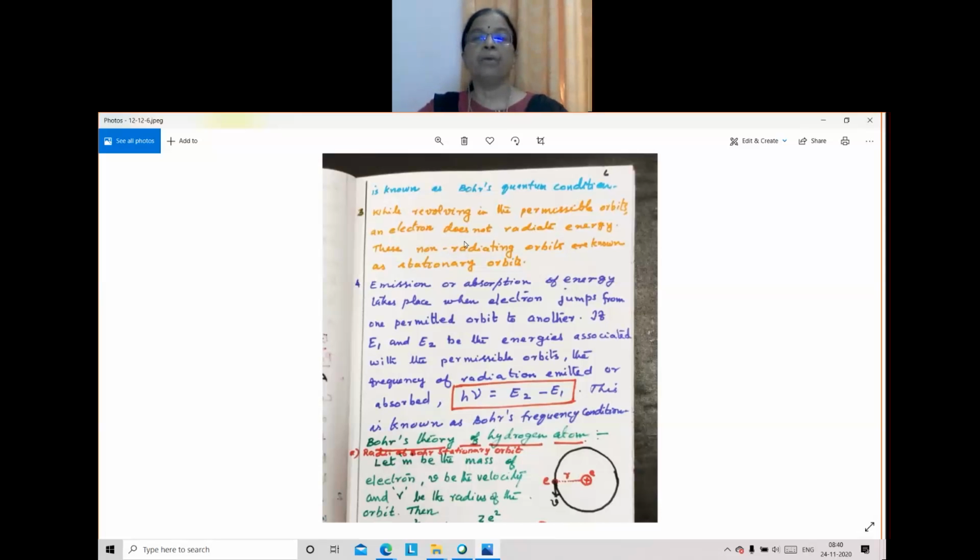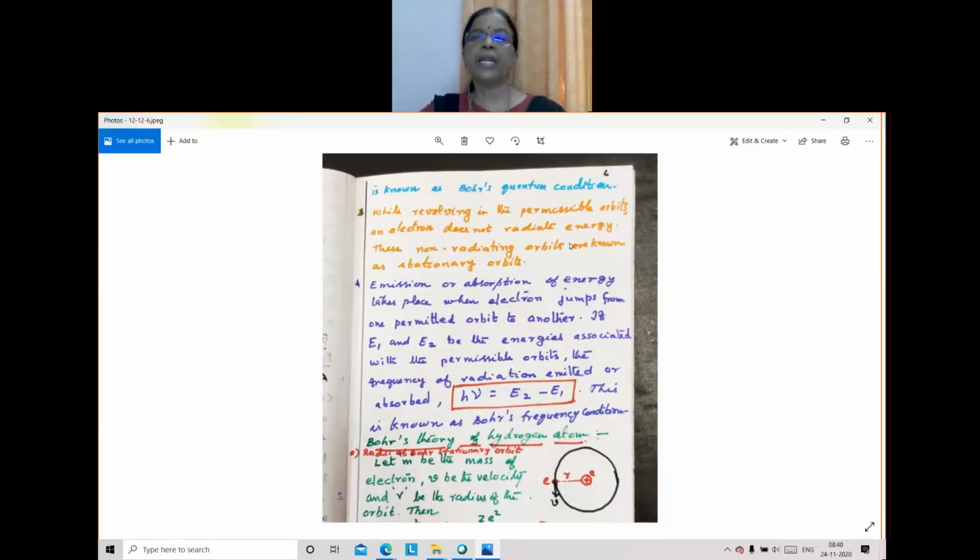Third one: while revolving in permissible orbits, an electron does not radiate energy. This was contradictory to Rutherford. So, while revolving in the permissible orbit, the electron does not radiate energy. The non-radiating orbits are known as stationary orbits. When an electron jumps from one orbit to another orbit, only then does it radiate energy. Understood? When it revolves in a permissible orbit, the electron does not radiate energy.